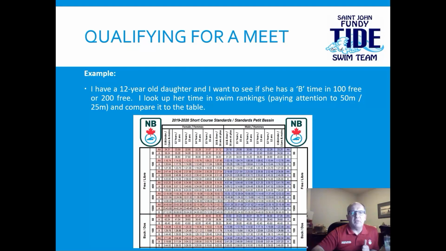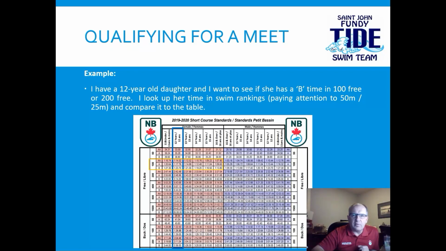So qualifying for a swim meet, I just wanted to run through an example. If I had a 12-year-old daughter and I want to see if she has a B time in 100 free or 200 free, I look up her time in swim rankings, as I showed a little earlier, paying attention to the difference between long course and short course, 50 meters and 25 meters, and I compare it to the table. I'm going to look at this table, the one posted on our website for the standards. She's a female, so I look at the female side of this sheet. And then she's 12 years old, so I look at the 12-year-old column.